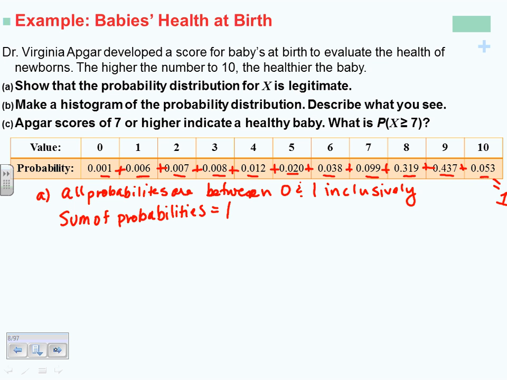Okay, B, make a histogram of the probability distribution and describe what you see. All right, so what's the biggest I'm going to go up to? 0.4. When I get to the 9.